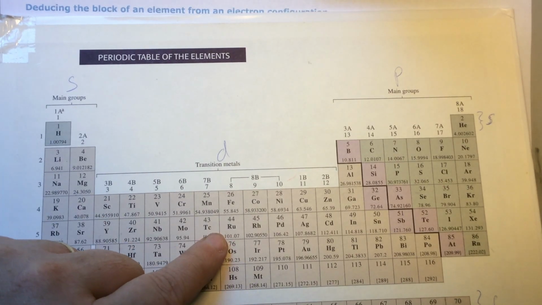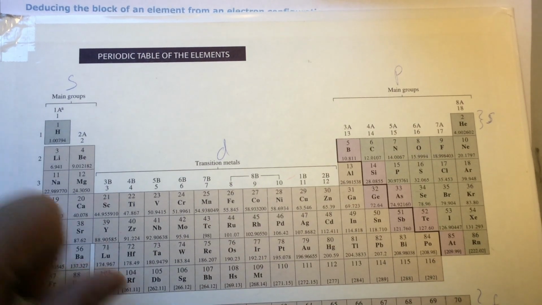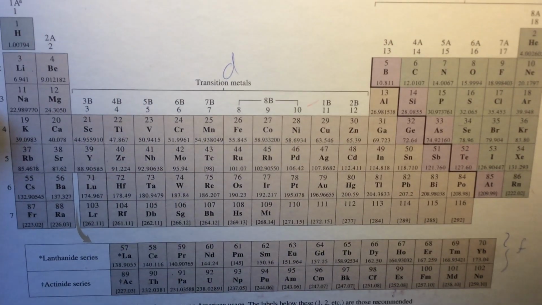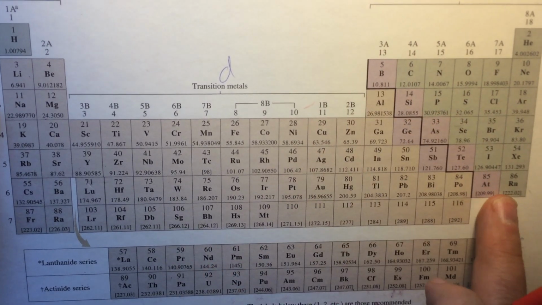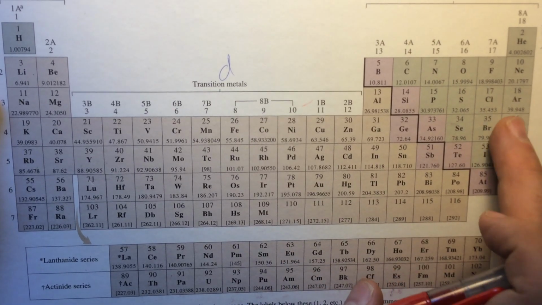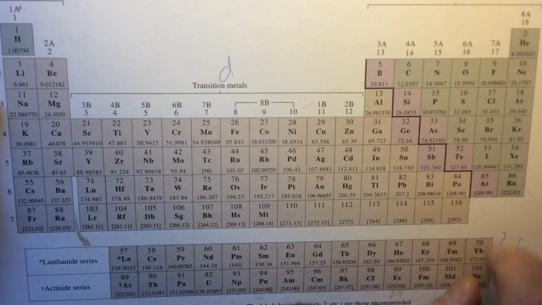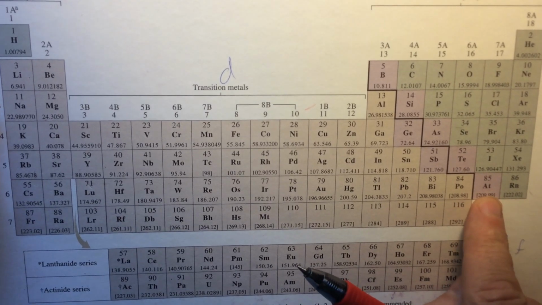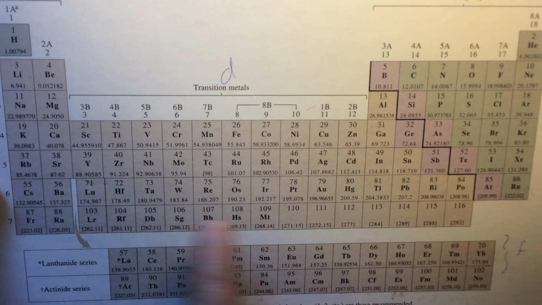If you have anything in the unfilled D, it's a metal. If you have anything in the unfilled F, then it's a metal. If you have anything touching the line, then it's a metalloid, and if you have anything on this side, it's a non-metal.